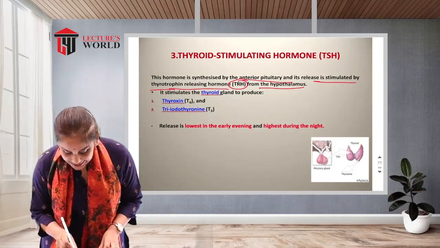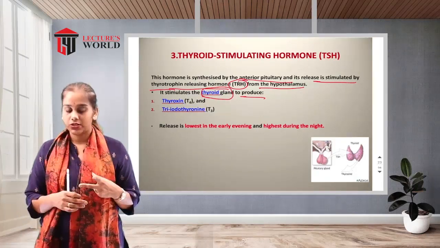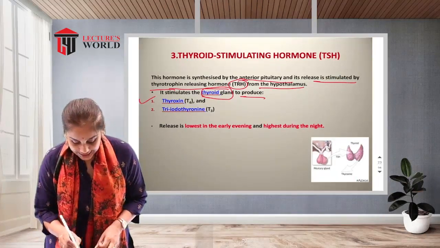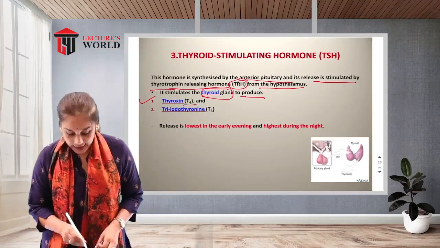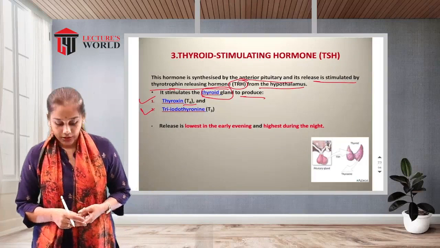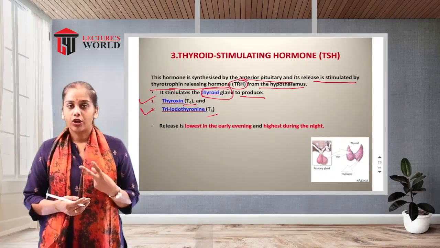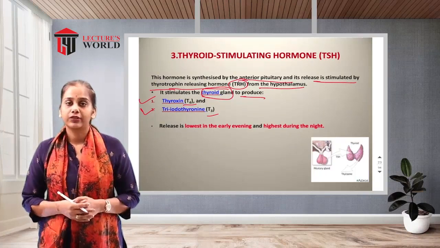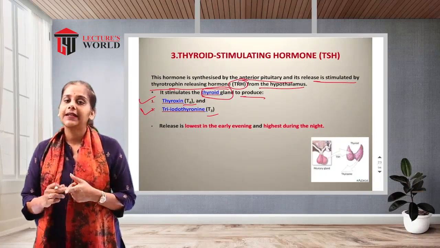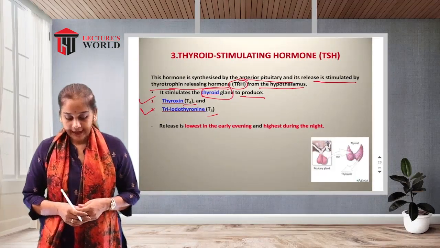It stimulates the thyroid gland, and they produce two major hormones: thyroxine, known as T4, and the second one is triiodothyronine, known as T3. So two major hormones are secreted by the thyroid gland, T3 and T4. T3 is triiodothyronine, and T4 is thyroxine.